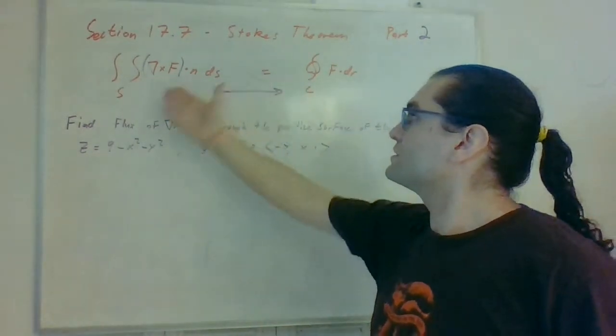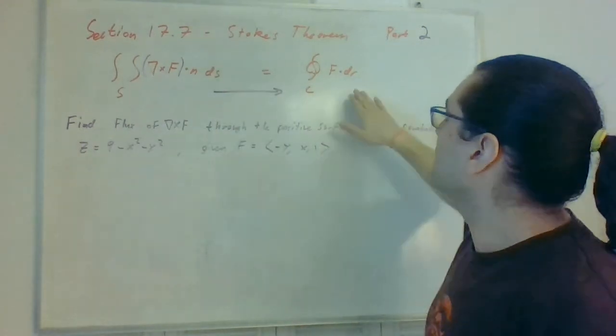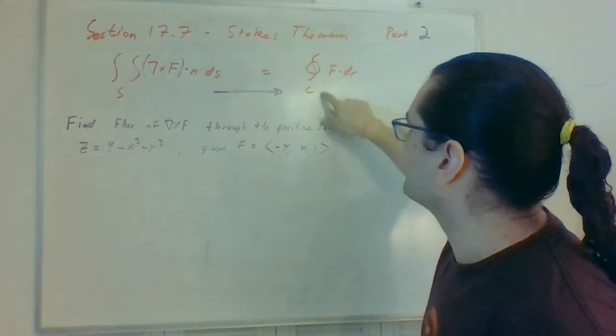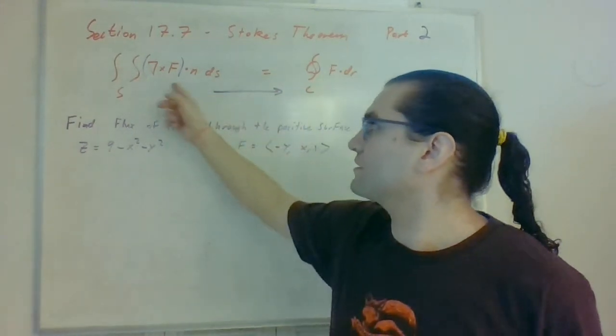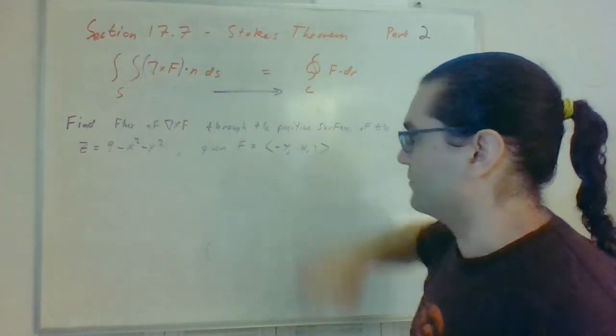And Stokes' theorem goes both ways. So in part 1, we did an example where instead of doing the line integral around a circle, we did the flux of the curl through the disk. And now we're going to do it the other way.